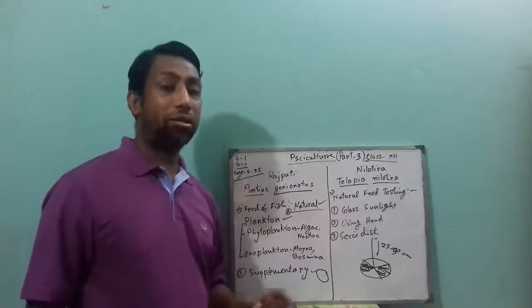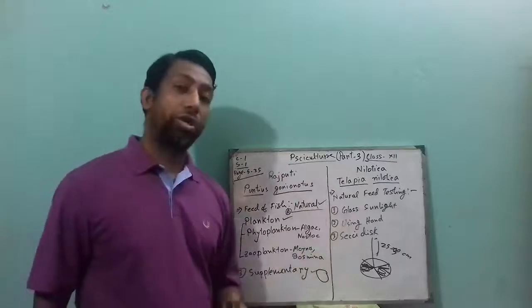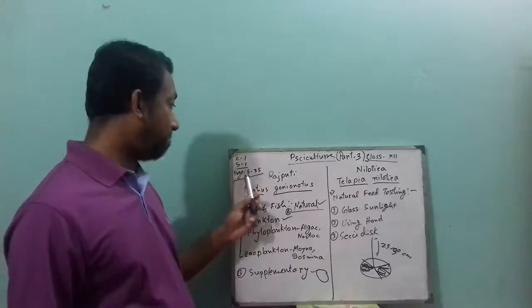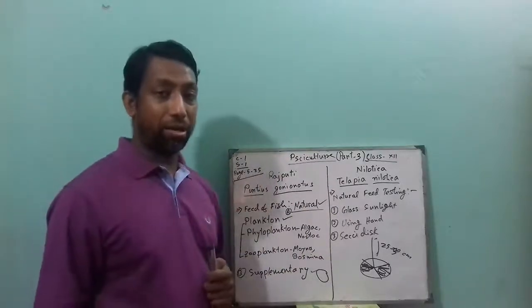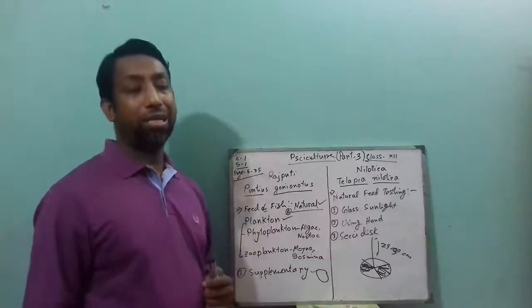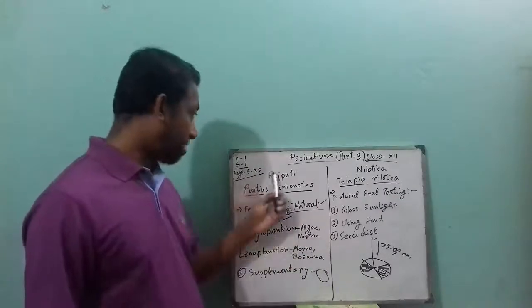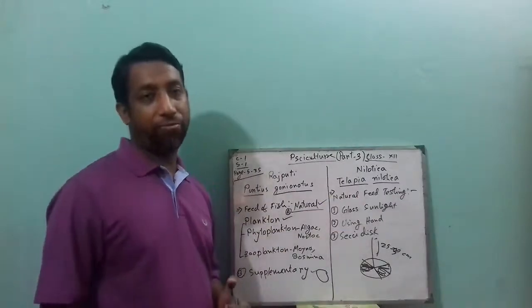So this is the whole culture method of Nilotica and Rajputi fish. If you go through pages 5 to 35, from the beginning of the book, then you can find this culture method of Rajputi and Nilotica fish.